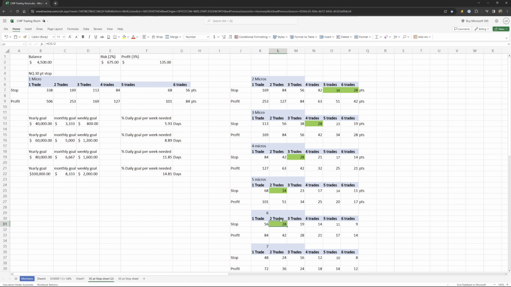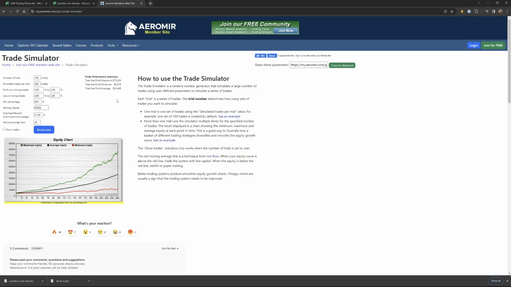So 28 points, 2 trades with 6 micros, 2 trades at 34 points risk at 5 micros, 28-point risk on 3 trades with 4 micros, 28-point risk on 4 trades with 3 micros. So you can see here, just using 1 micro means you have to take 1 less trade, basically. Hopefully I'm not going on about this too much, but just so you can get a gist of how I would calculate risk in terms of position sizing, just to give you an overall feel for risk management.